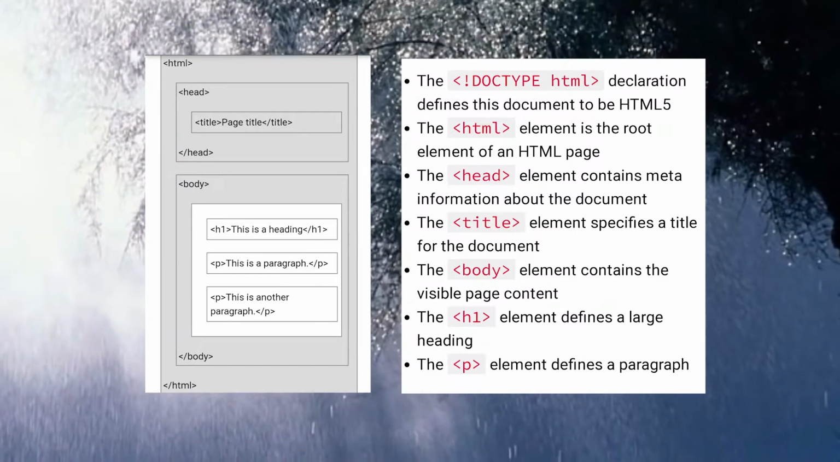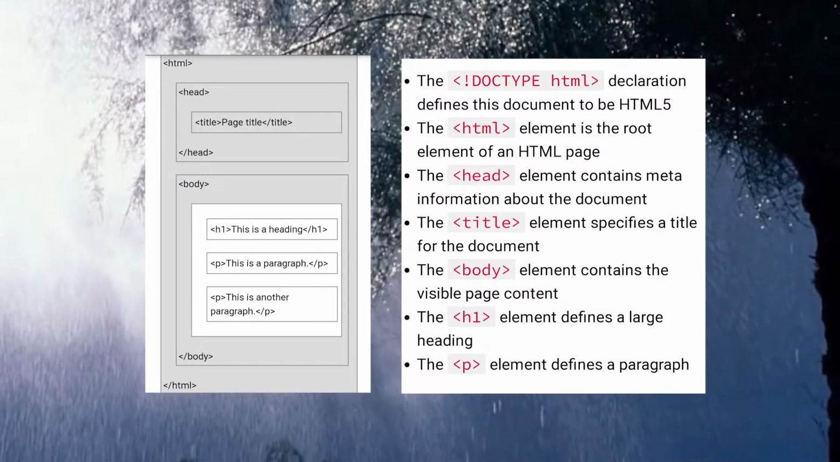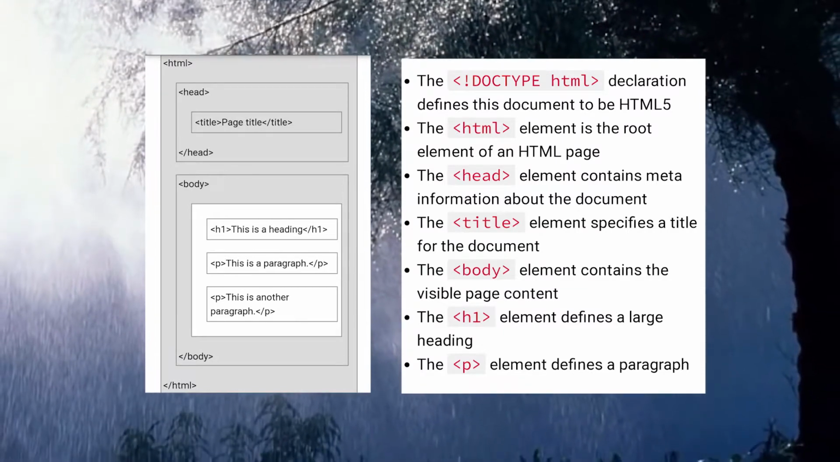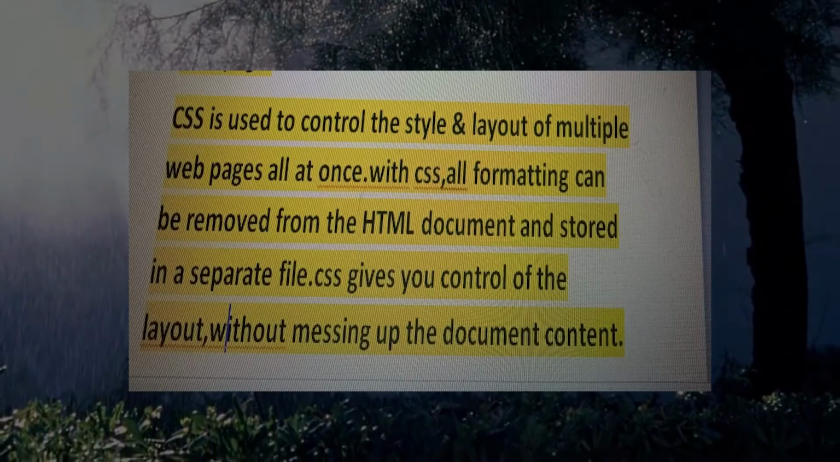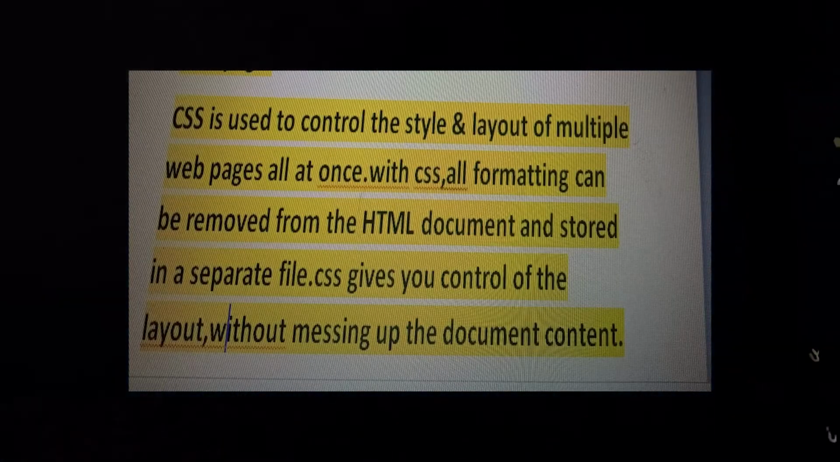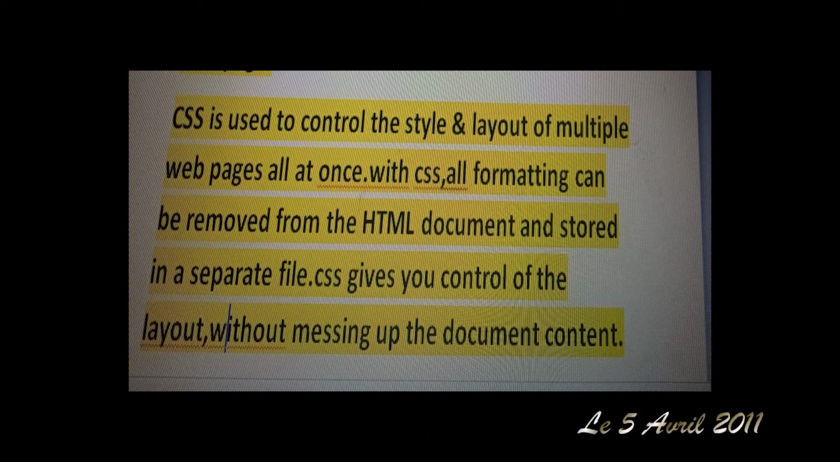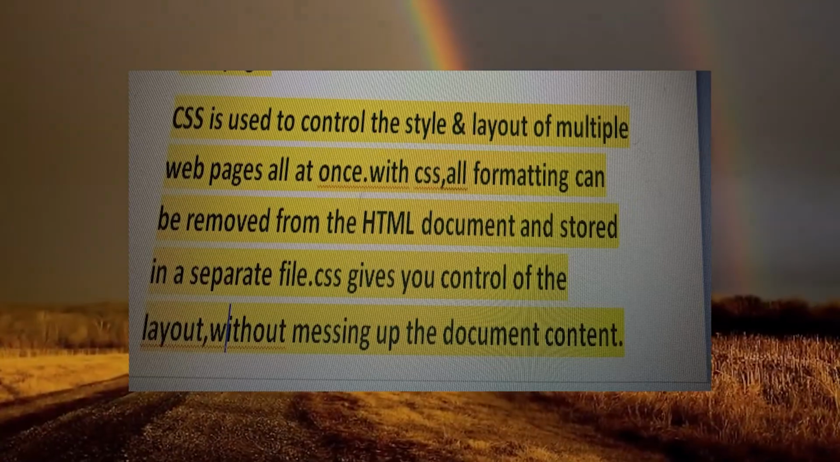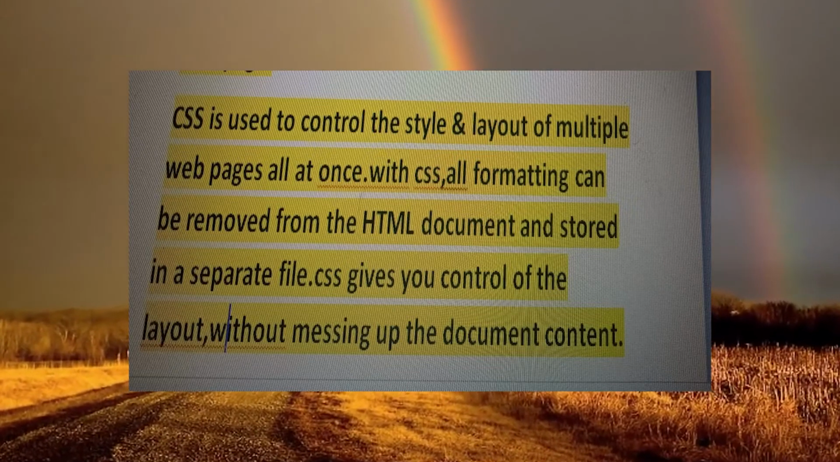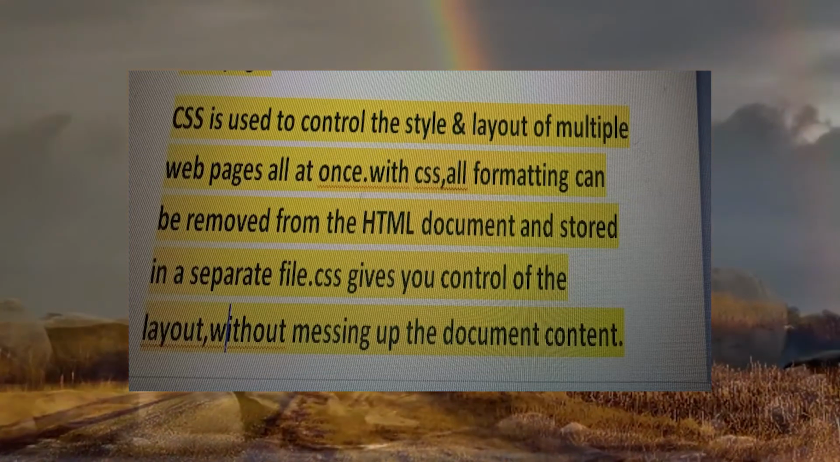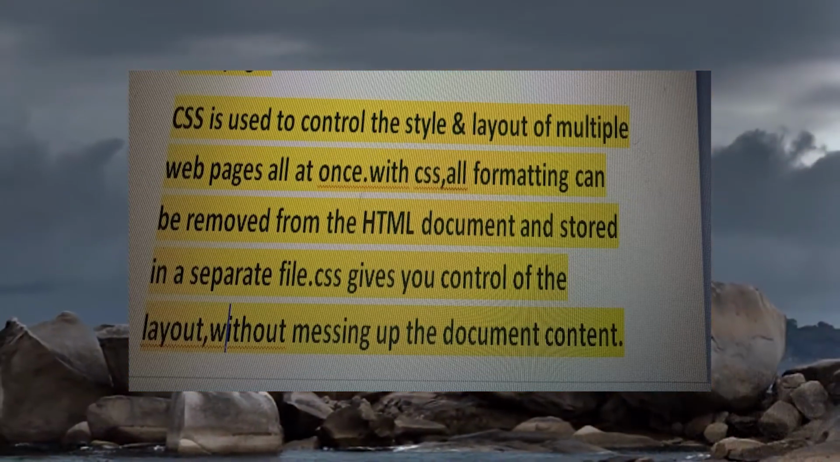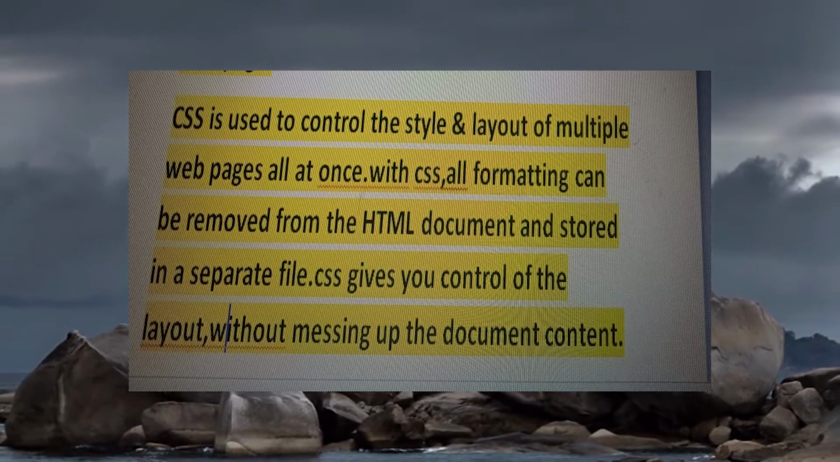The H1 element defines a large heading. The P element defines a paragraph. What is a cascading style sheet? Cascading style sheet is used to control the style and layout of multiple web pages all at once. With cascading style sheet, all formatting can be removed from the HTML document and stored in a separate file. Cascading style sheet gives you control of the layout without messing up the document content.